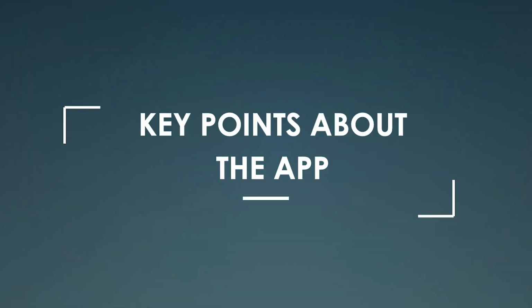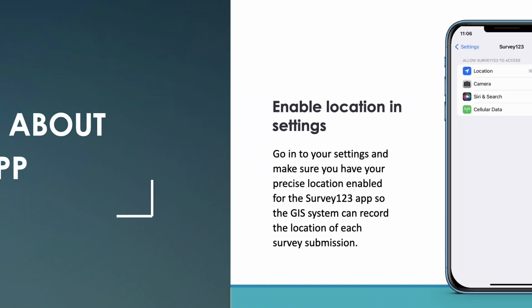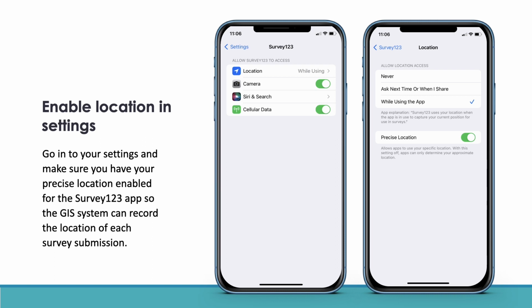To close us out, I'd also like to lift up important aspects of the Survey 123 app for you to be aware of. It is crucial that you double-check your precise location is enabled within the app so your survey responses can be recorded in GIS. Remember, you'll be prompted to give the app access to your location once you download and open it for the first time. To confirm the app has access to your location, go into your settings and locate the Survey 123 app. Click on the location icon and ensure the While using the app option is selected and the Precise Location option is toggled on as seen on the screen.